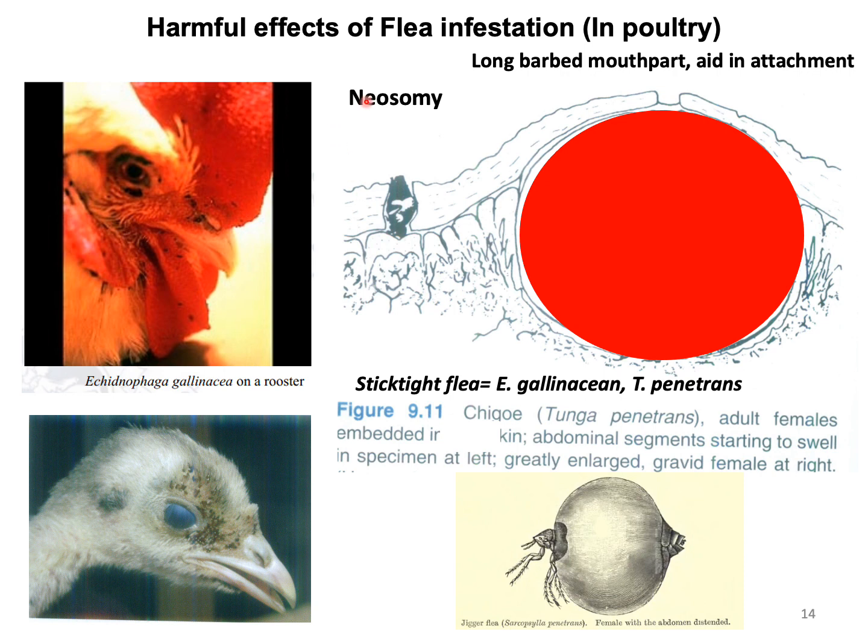Harmful effects of flea infestation in birds. So you can see Echidnophaga gallinaceae on a rooster. They usually infest the comb, wattles, around the eye and around the beak. In both of the pictures, you can see a lot of fleas on the affected region.